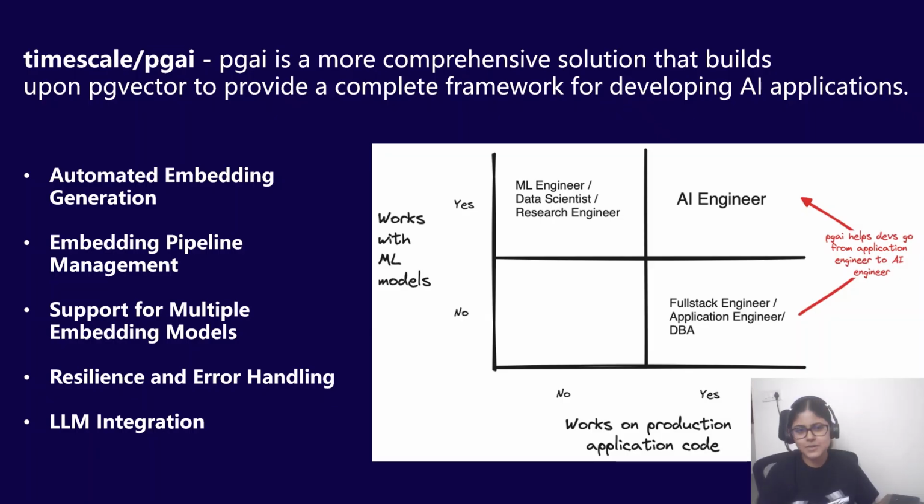In this section, as I promised at the very beginning, I'm going to discuss two more libraries which are open source and add great value to the production-grade application that you will be developing. So let's get started. First up we have pgai, which is by a company called Timescale, and they have added certain features on top of what pgvector already provides. They have built a layer on top of it which allows you to get started with automated vector embedding generation, embedding pipeline management, support for multiple embedding models, resilience and error handling, and of course a bunch of LLMs to integrate your application with.